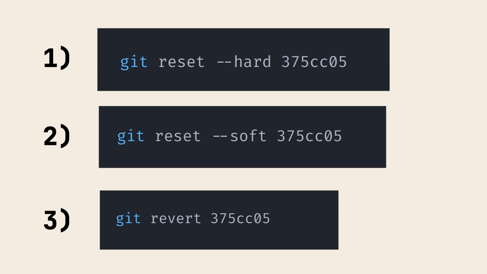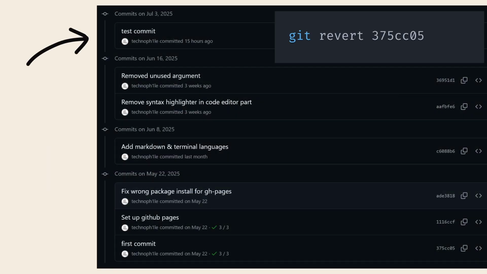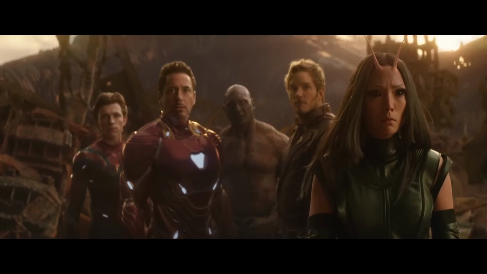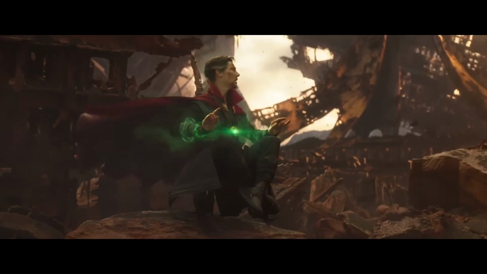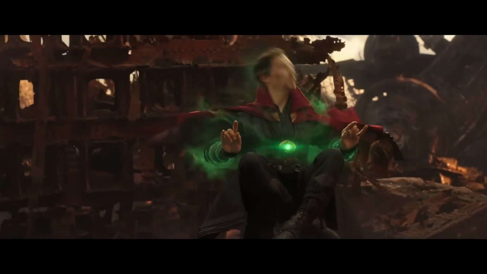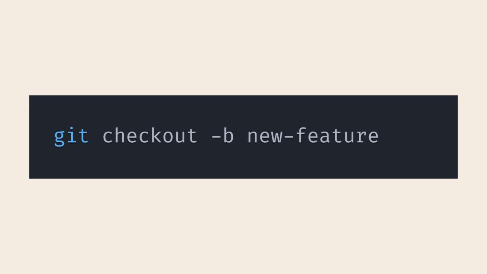Git revert. Basically, it creates a new commit and connects that past change to your current code without rewriting the history. Now, if you want to be like Doctor Strange and want to create a new timeline to experiment with things instead of ruining your own, well, with Git, you can.